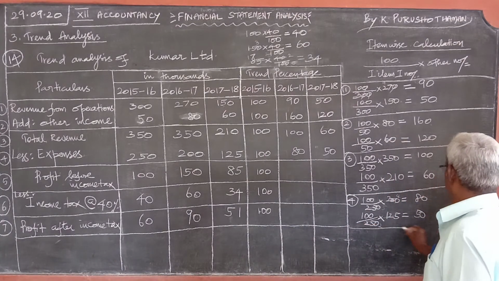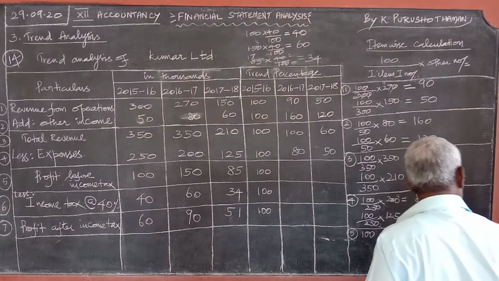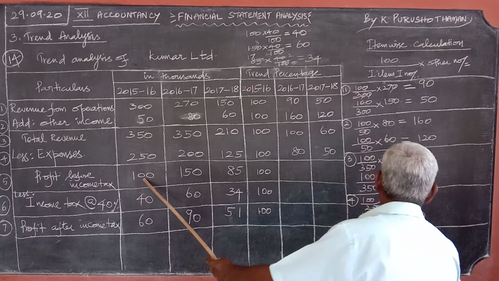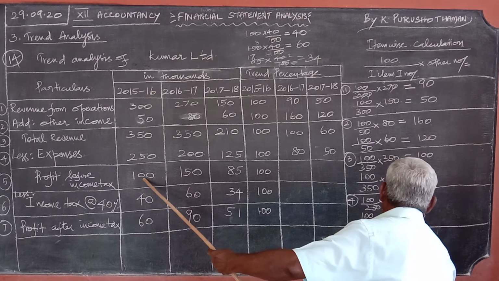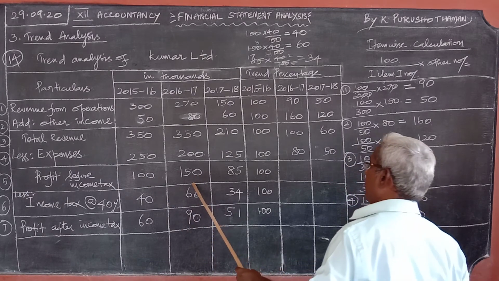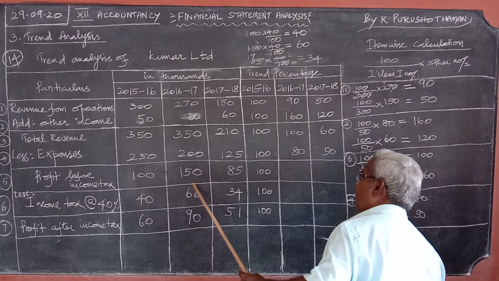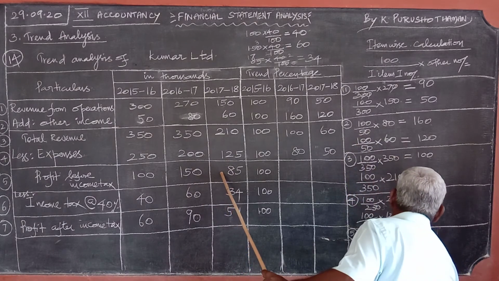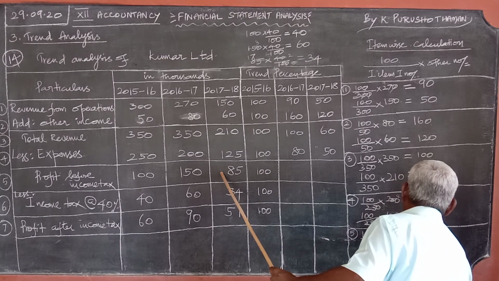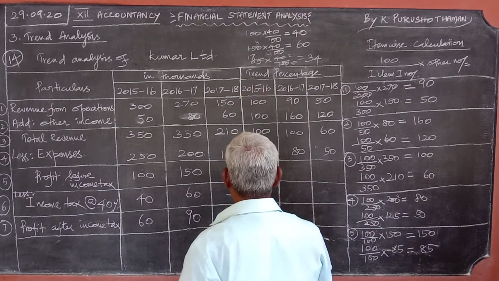Then for the fifth item, 100 by the first number is also 100 into 150. Then the same 100 by 100 into 85. 100 cancels, 150, 100 cancels, 85. 150, 85.